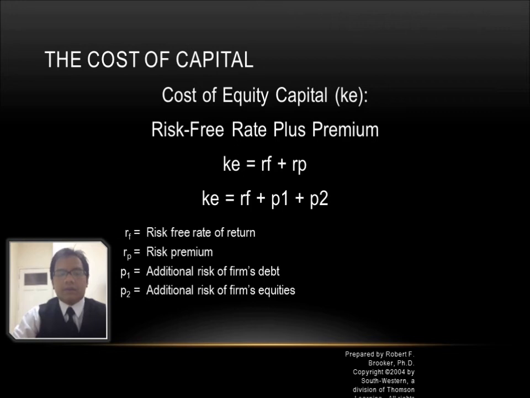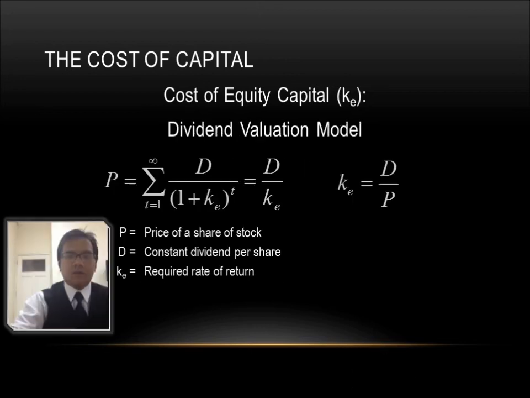The risk premium is composed of 2 components. The first is the greater risk involved in investing in the firm's securities as opposed to investing in federal securities. The second component is the additional risk resulting from purchasing the common stock rather than the bonds of the firm.